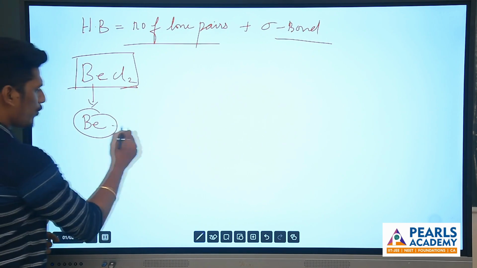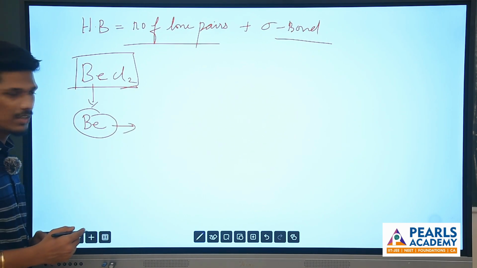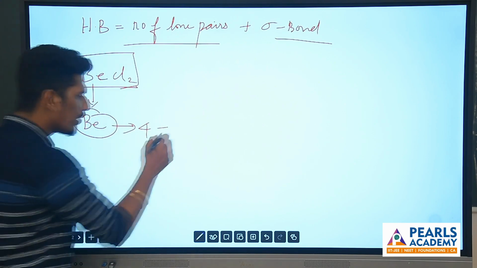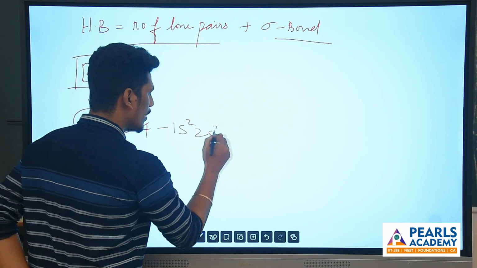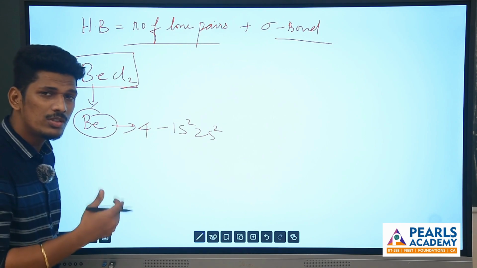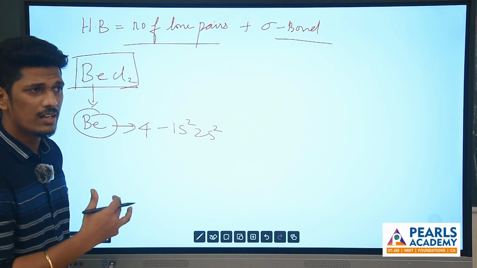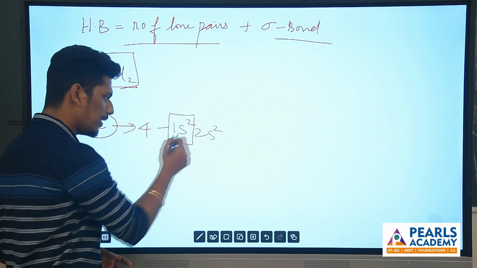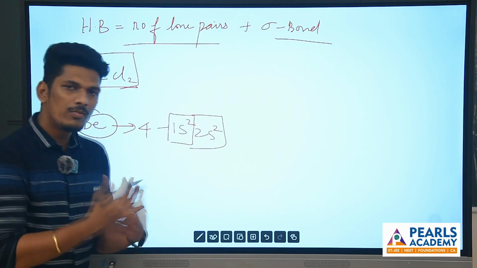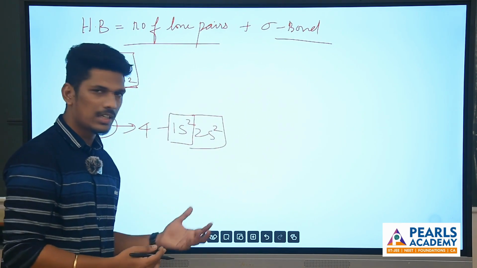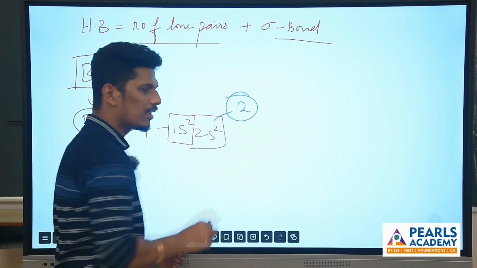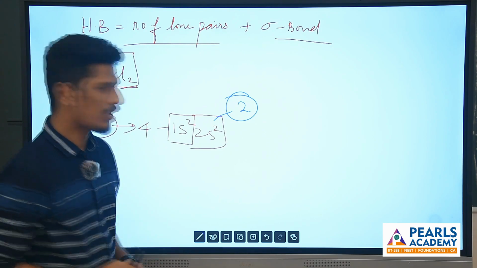For the central atom only, we have to see the electronic configuration. For beryllium the atomic number is 4 and the electronic configuration is 1s2 2s2. We take the outermost shell electrons. Beryllium has a first shell and a second shell. Which one is the outermost? The second shell. How many electrons are there? Two electrons. We take these 2 electrons alone.